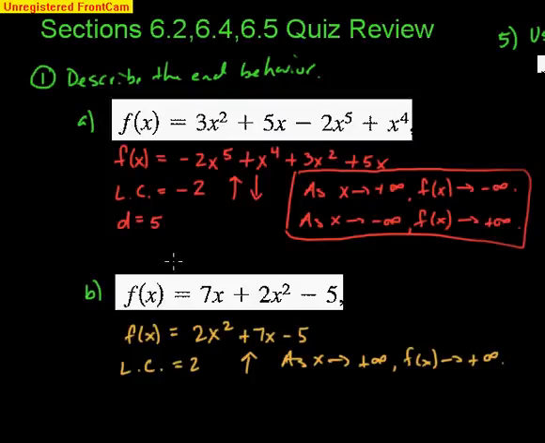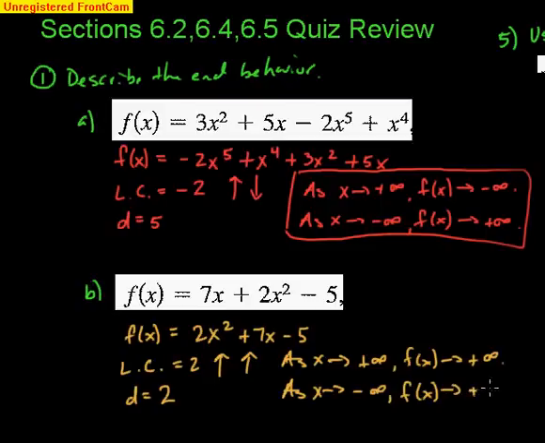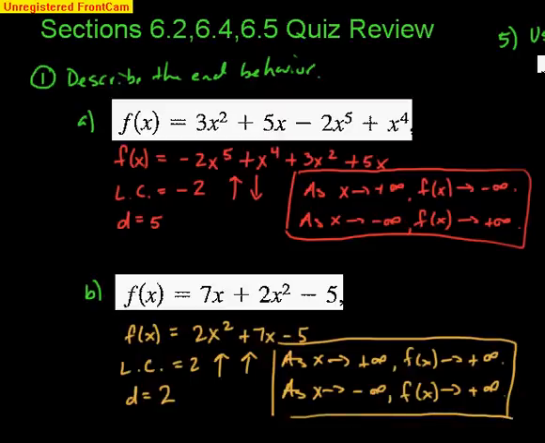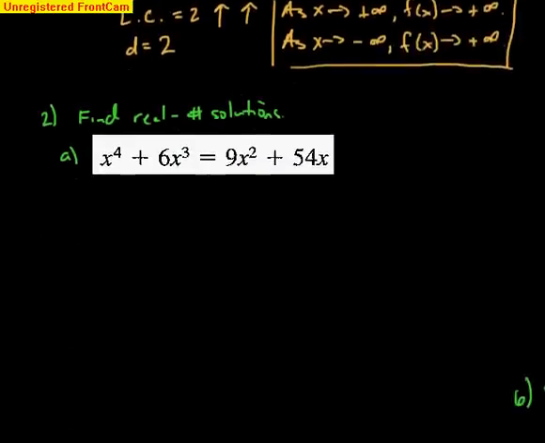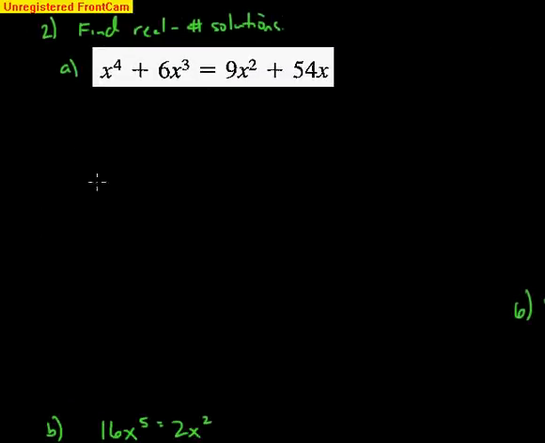Now we look at the degree. The degree is also 2. Even. If the degree is even, both sides are the same. So we're going up as well on the left. So as x approaches negative infinity, your function approaches positive infinity. It keeps going up. And there we go. So that's end behavior. All right. Two rules. Next question.